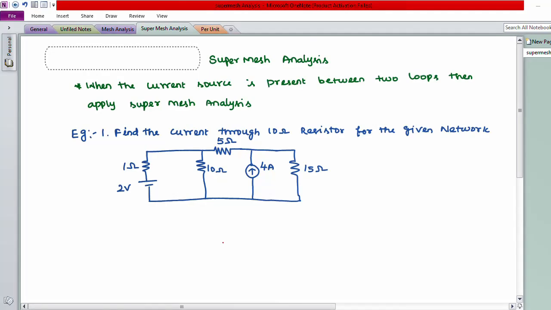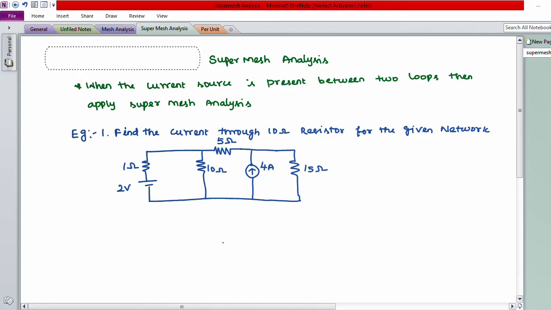Welcome to the lecture. Today we are going to see the topic super mesh analysis. When we apply super mesh analysis, when the current source is common between two loops, then we will apply the super mesh analysis. To understand the concept of super mesh analysis, now we will see one example. Find the current through 10 ohm resistor for the given network.